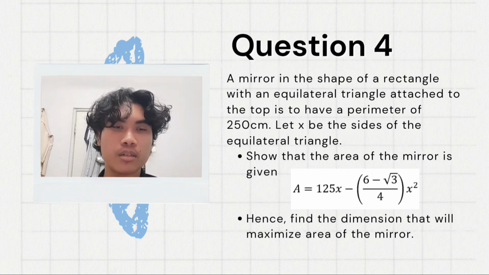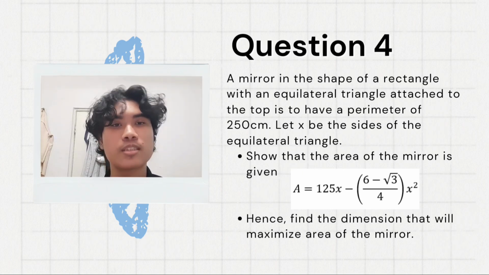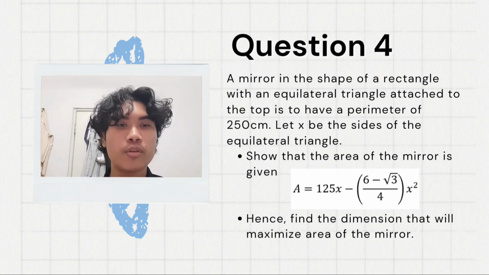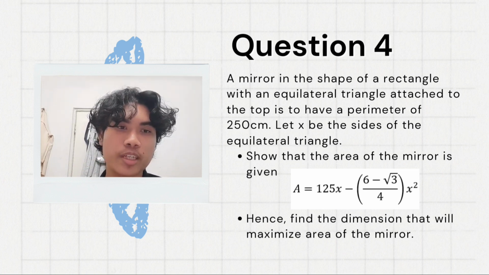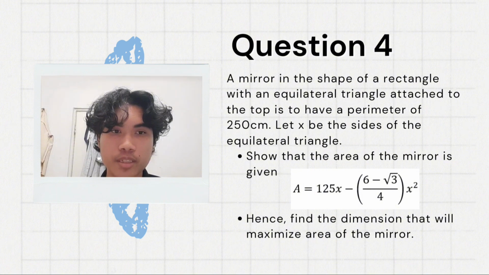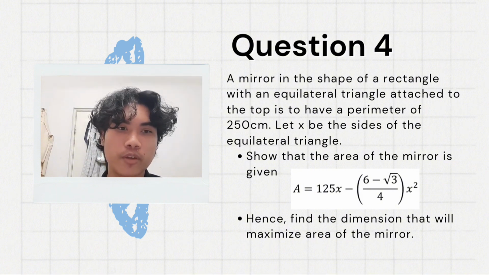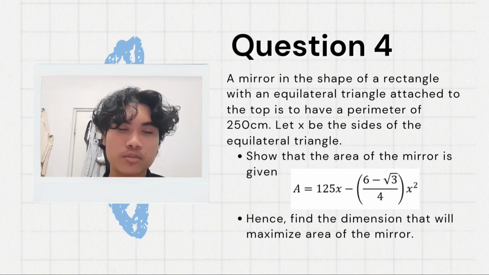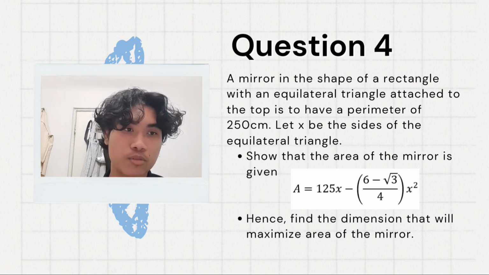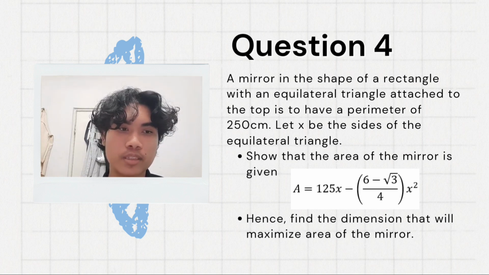I'm going to explain question 4, which is a mirror in the shape of a rectangle with an equilateral triangle attached to the top, to have a perimeter of 250 cm. Let x be the side of the equilateral triangle. Show that the area of the mirror is given by A equals 125x minus (6 minus square root of 3 over 4) x squared. Hence, we need to find the dimensions that will maximize the area of the mirror.